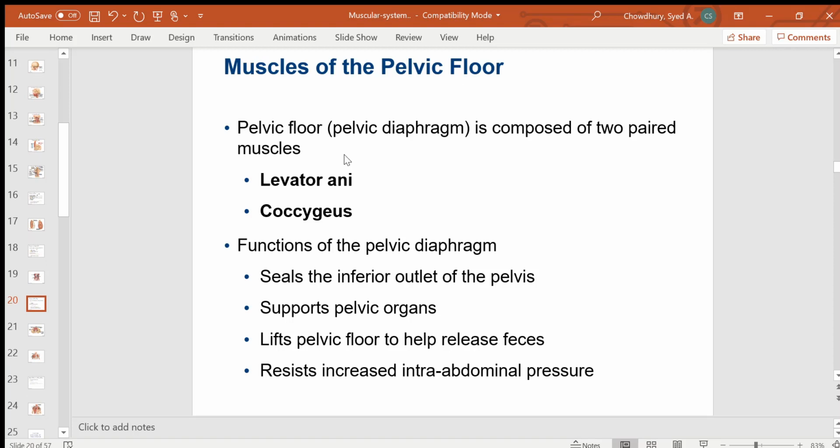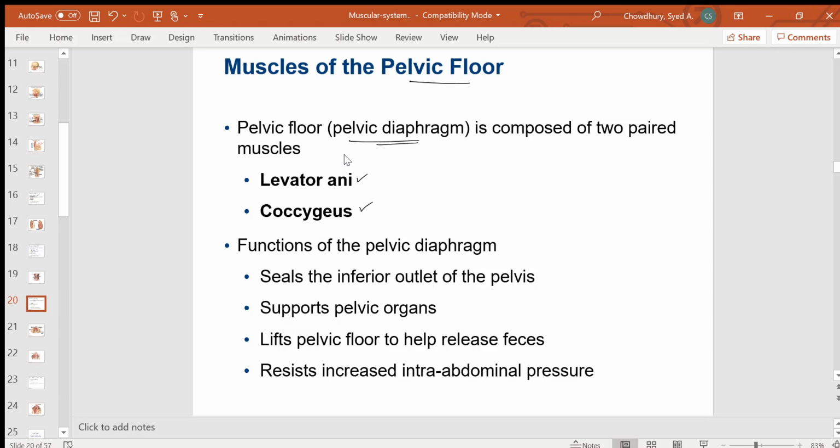Muscles of the floor of the pelvis, or pelvic floor muscles. Pelvic floor is very important because these muscles seal a big opening between the two hip bones. So the floor of your pelvic cavity is formed by these muscles. Pelvic floor is also called pelvic diaphragm, and two pairs of muscles form the pelvic floor, levator ani and coccygeus.